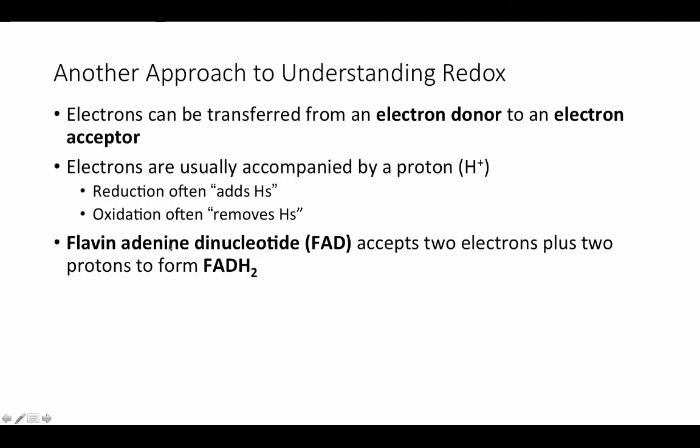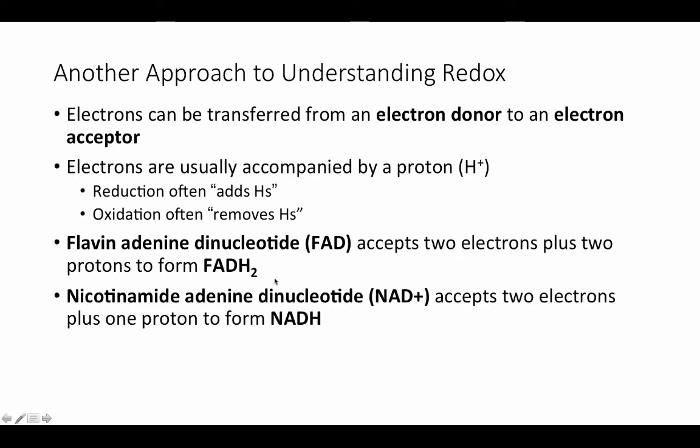So for example, flavin adenine dinucleotide, which we'll just refer to as FAD, is going to accept 2 electrons plus 2 protons to form FADH2. And nicotinamide adenine dinucleotide, we will just call that NAD+, so this is a positively charged molecule, accepts 2 electrons plus 1 proton to form NADH when it becomes reduced.